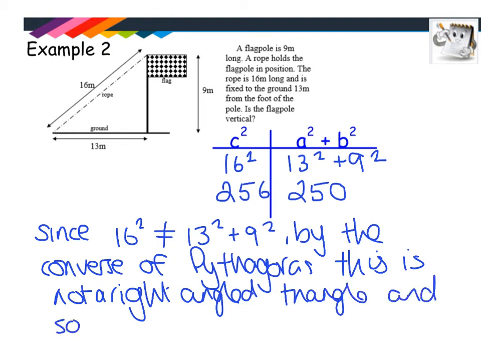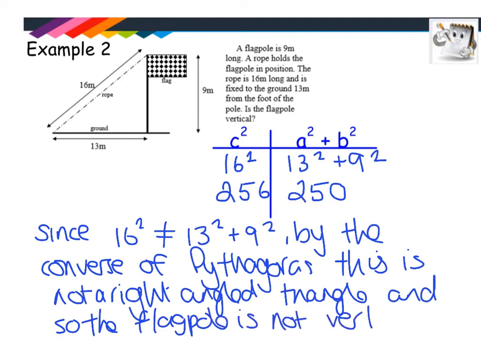And so the flagpole is not vertical, because remember we have to answer the question in this one. And so the flagpole is not vertical. Okay, so if it's not asking for right angled, if it's asking something about east and west or it being vertical, make sure you answer the question there, okay? One final example coming up.